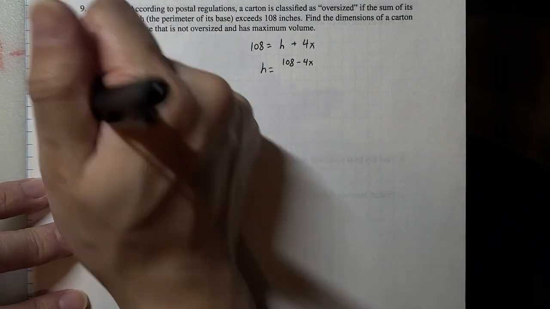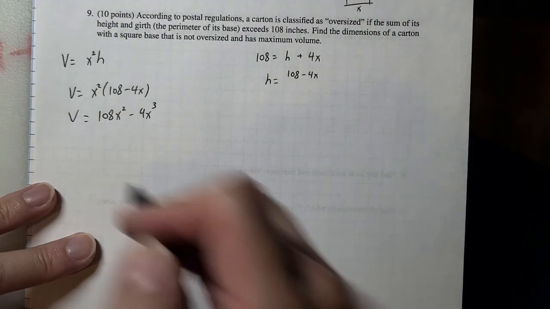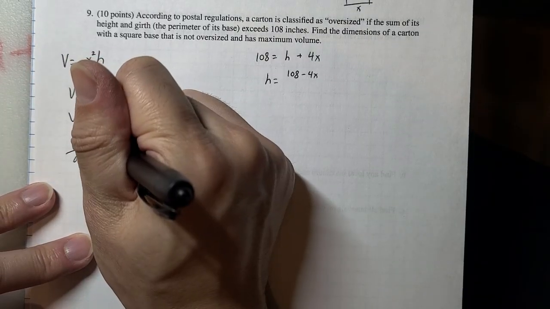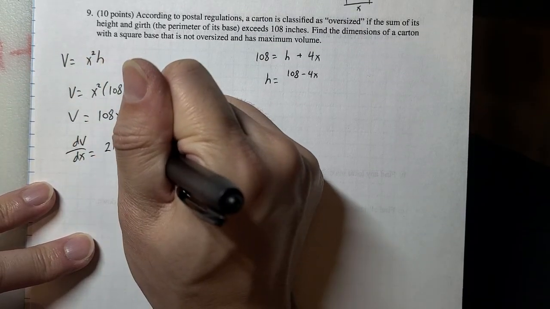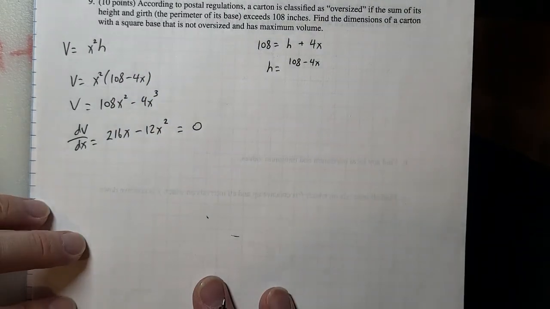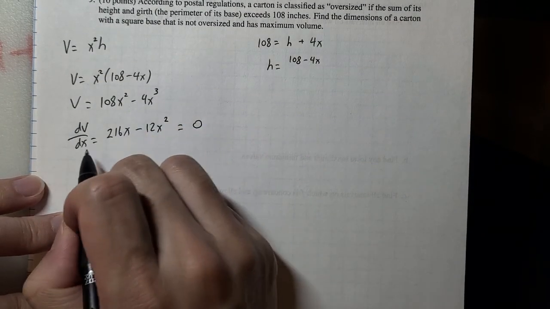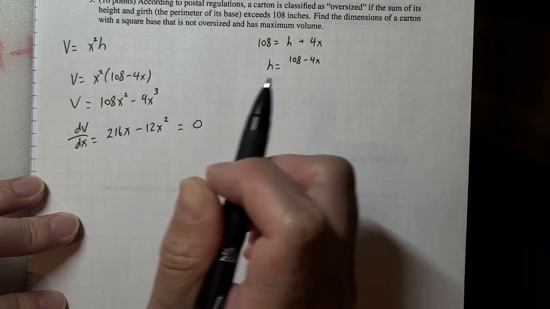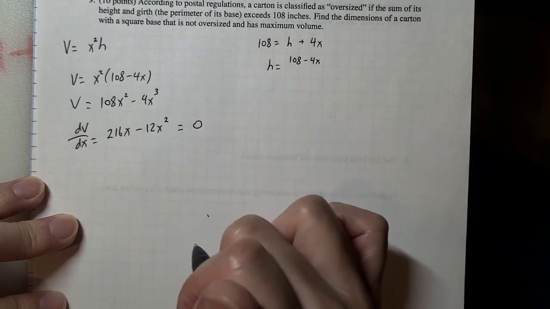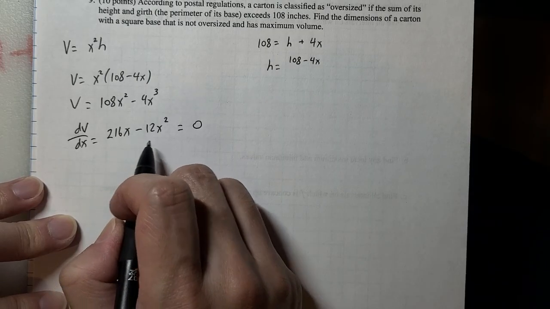Okay, this is V. So now we want to maximize volume. So how to do that? We take the derivative. dV/dx would be 216x minus 12x squared. We're going to set it equal to 0. Okay, that's how we optimize. Set the derivative equal to 0, because that means there is a max or min in the volume. Okay, remember that? So let's solve for x.